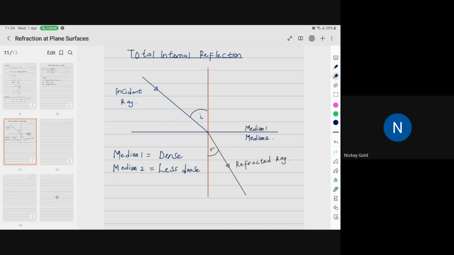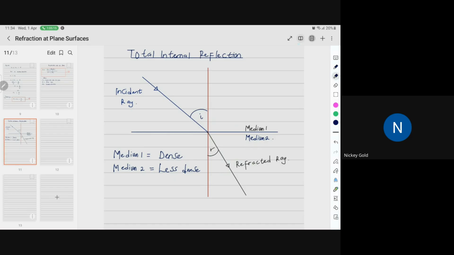Okay, look at what I'm saying. We have medium one and medium two. The more you increase this angle of incidence, because the light ray is traveling from a denser medium to a less dense medium, it is expected that this ray will be moving away from the normal. This is the normal. It keeps moving away. Do you understand? It keeps moving away.